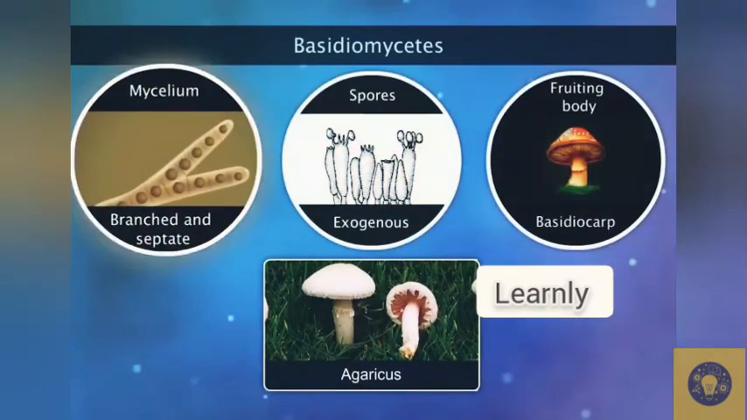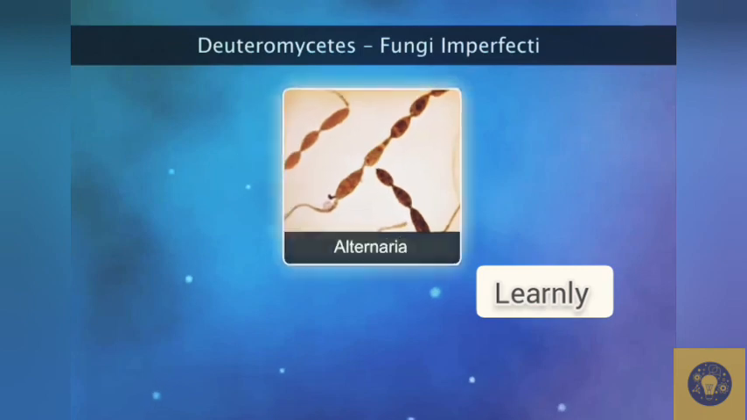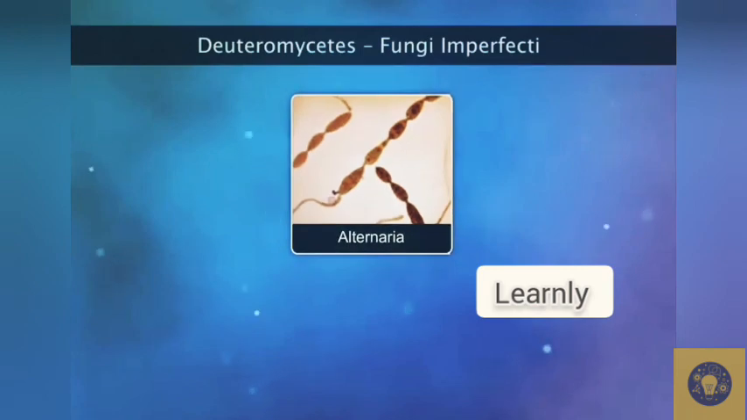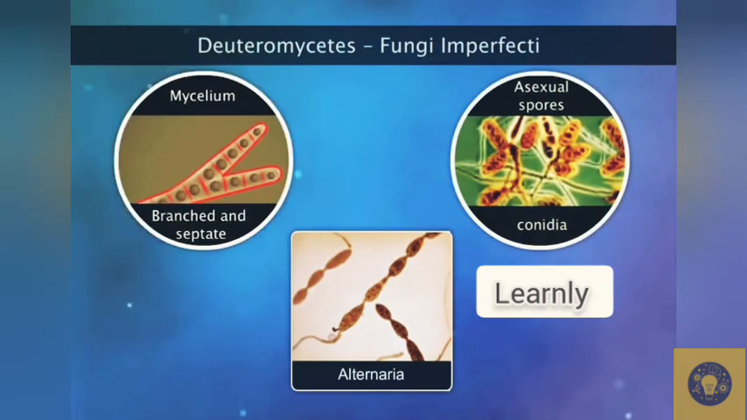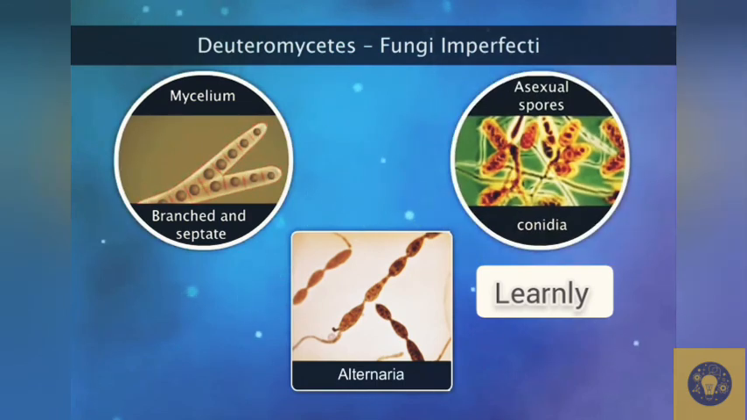In Basidiomycetes, the mycelium is branched and septate, the spores exogenous, and the fruiting body is called the basidiocarp. In Deuteromycetes or fungi imperfecti, the mycelium is branched and septate. Only asexual spores or conidia are present.